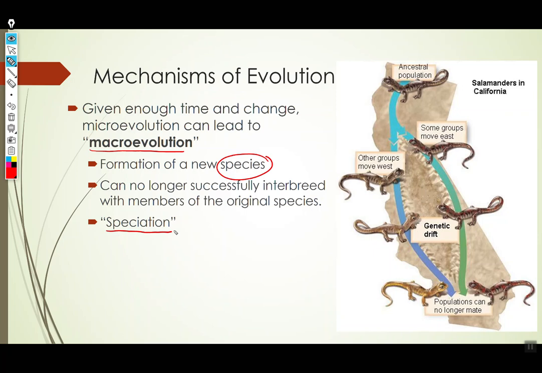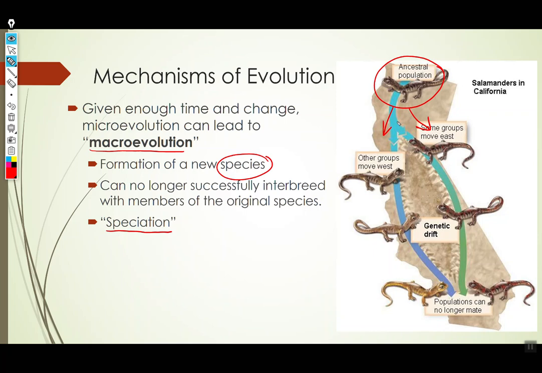each other. So in California, we have salamanders, and as parts of this ancestral population moved on either side of the mountain range. My Californian geography isn't great. I think these are the Sierra Nevadas.